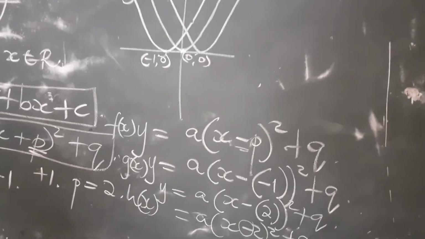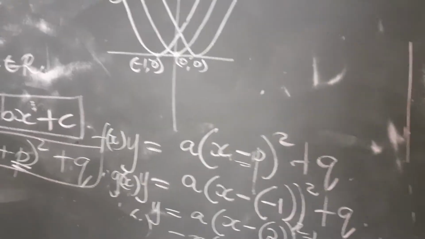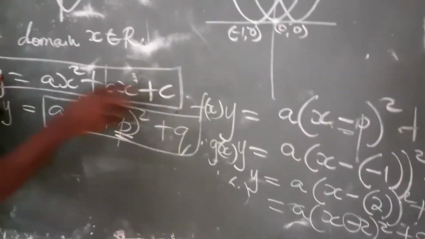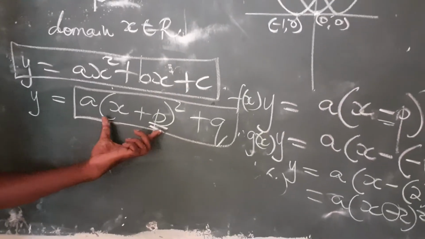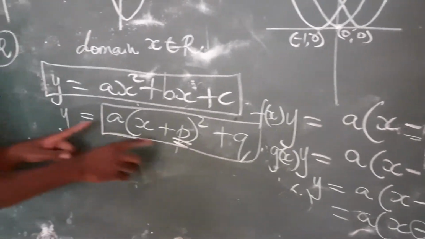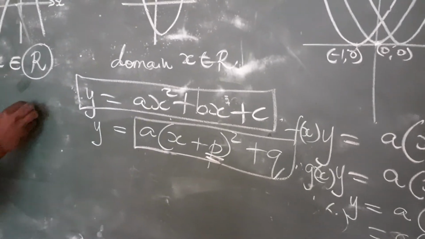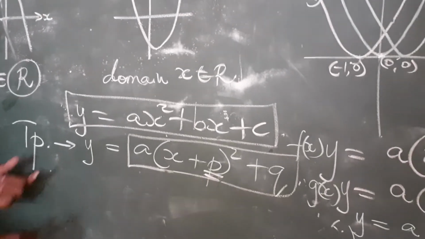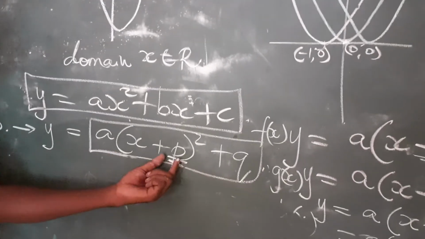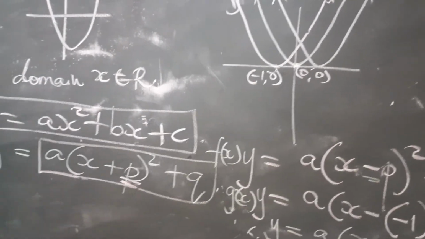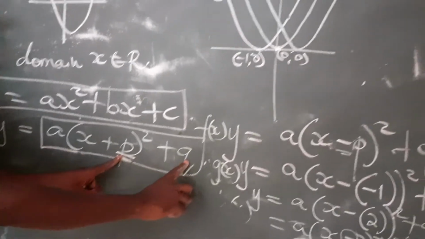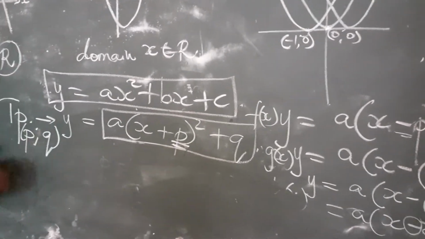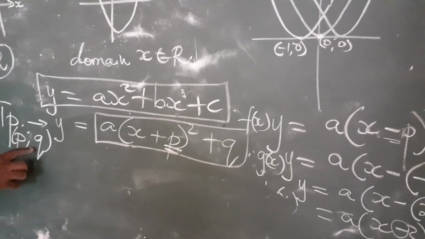But after here, I'm having a graph which says that my first graph was ax squared plus bx plus c. The second one is this one. Where must I use this formula? I must use this formula where I'm having my turning point. What are my turning points? In each and every graph you are having here, your turning point is these 2 values. It means my turning point is p, q. These are the coordinates.